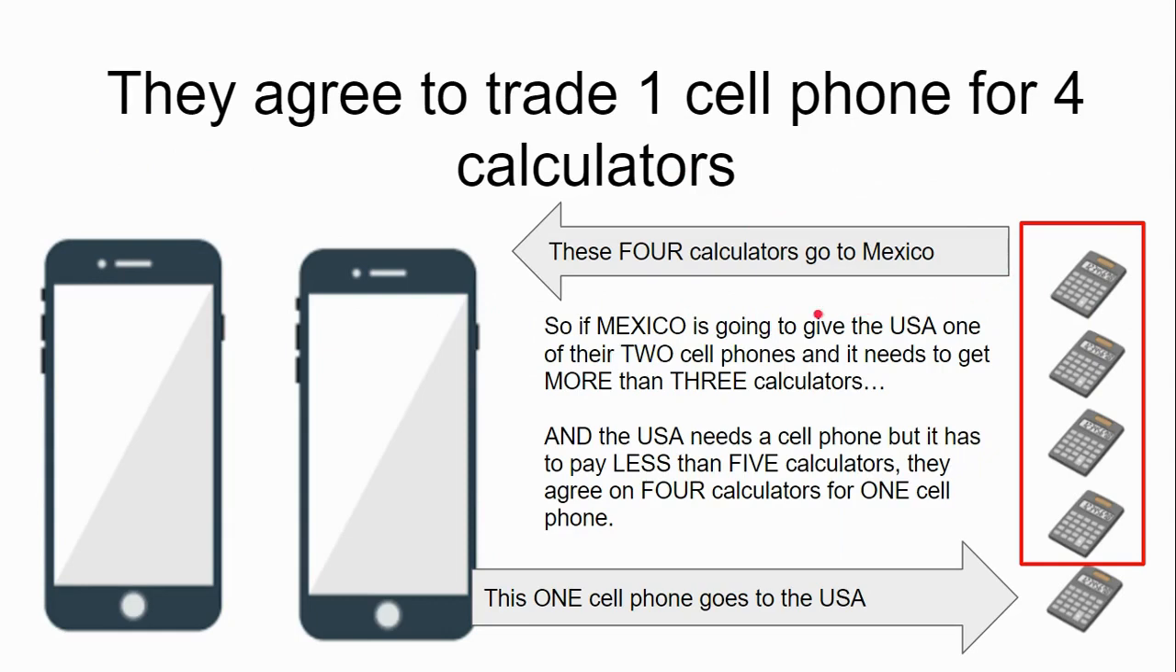The United States is going to give 4 calculators to Mexico for a cell phone, and Mexico is going to give 1 cell phone to the USA for 4 calculators. As it says here, if Mexico is going to give the USA one of their 2 cell phones, and it needs to get more than 3 calculators, and the USA needs a cell phone, but it has to pay less than 5 calculators, they agree on 4 calculators for 1 cell phone.